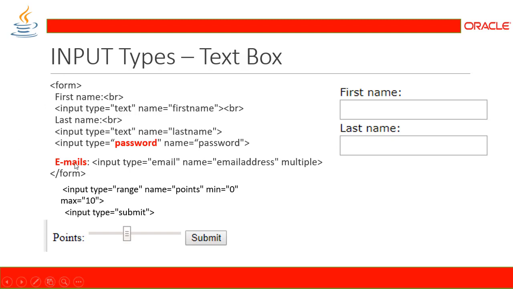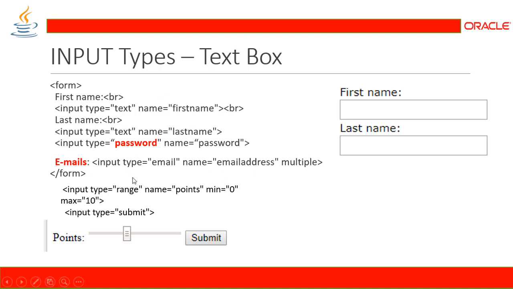Another type of input we have is email. When you add multiple, this allows the user to insert more than one email address. This particular type of email was introduced in HTML5, and the best part is that you can insert only an exact, validated email address. If you do not have special characters like dot or @, it will not let you insert. It will give you an alert message that the email address is not correct.